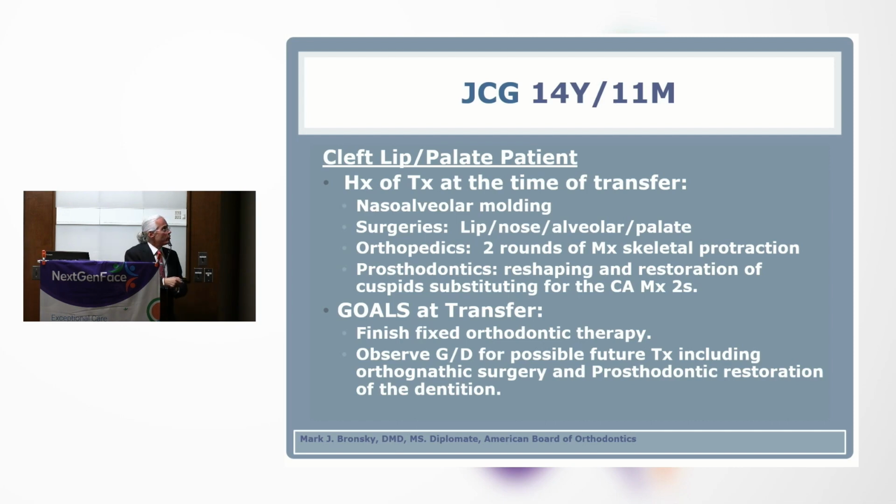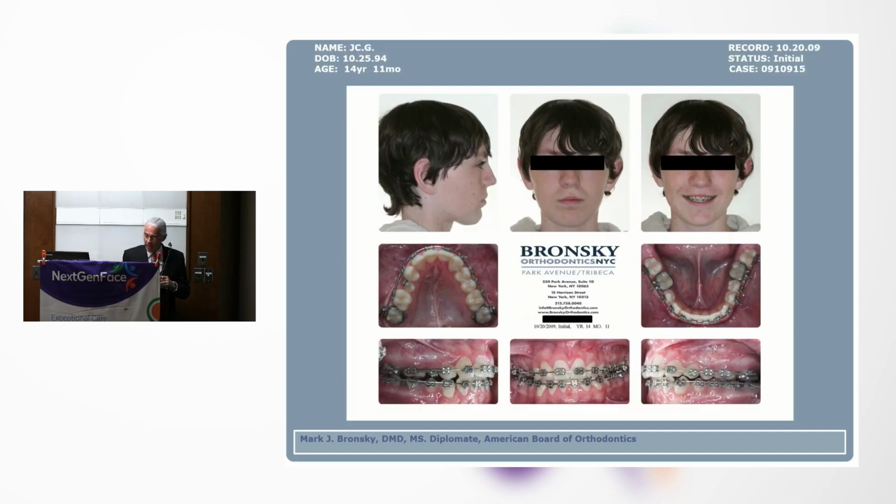Now, this is an interesting patient that started with, I believe, craniofacial work and had NAM with Dr. Brecht, and then moved away and then came back to New York with full fixed appliances on. So he had a history, as I said, of nasoalveolar molding, some surgeries, lip and nose, 2 rounds of orthopedics and maxillary skeletal protraction. This is all outside of my purview, as well as some prosthodontics to reshape his cuspids. The lateral incisors were congenitally missing, so they were substituted by the orthodontist. When the patient moved back to the area, the patient transferred to me via Dr. Brecht to finish up the orthodontics.